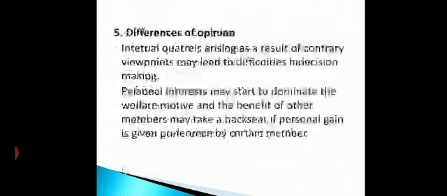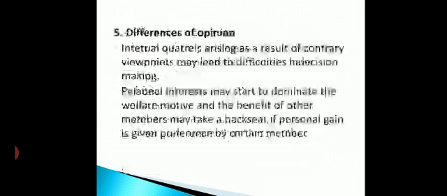Fifth one is differences of opinion. Internal quarrels arising as a result of contrary viewpoints may lead to difficulties in decision making. Suppose an important decision is to be taken in the cooperative society and a meeting is called. Obviously, all the members will not have the same viewpoint; opinions differ, and there comes a quarrel. So at that time, internal quarrels may arise, and that may harm the working of the cooperative society.